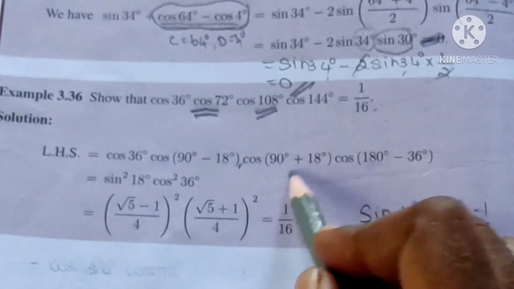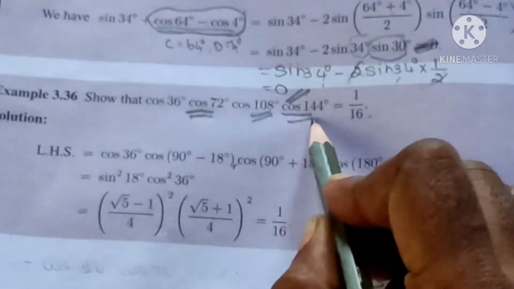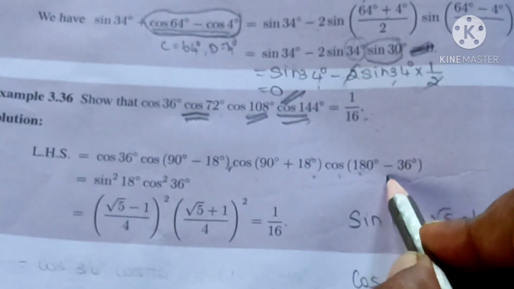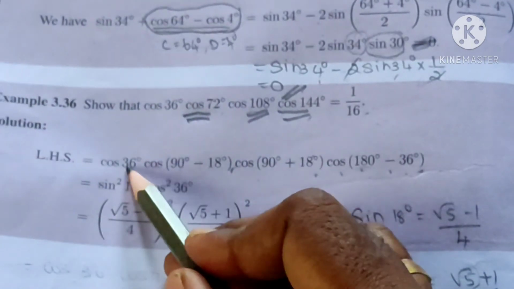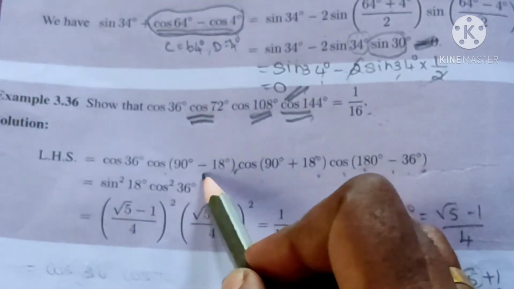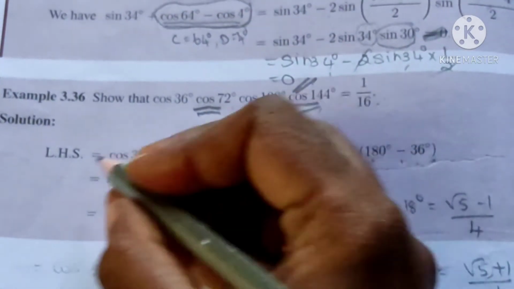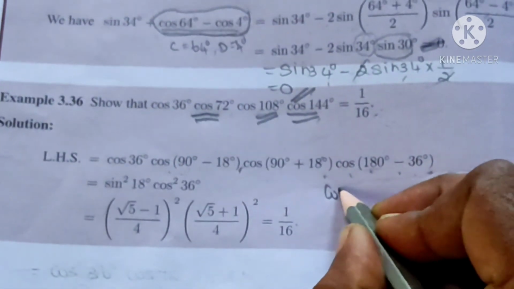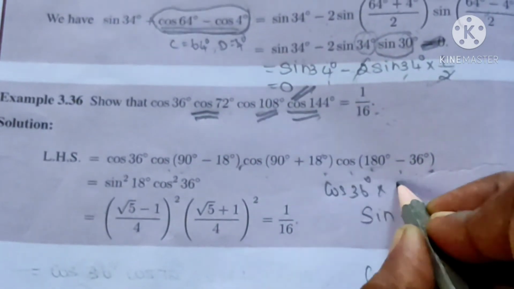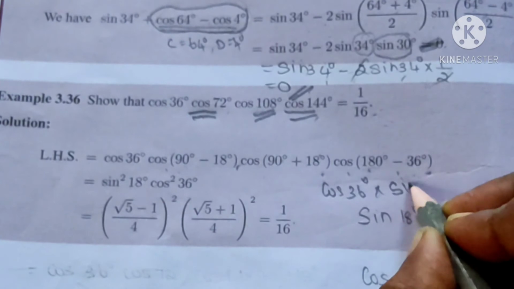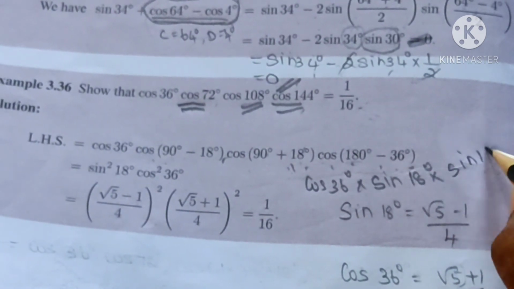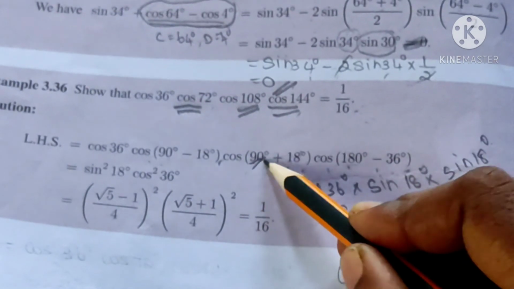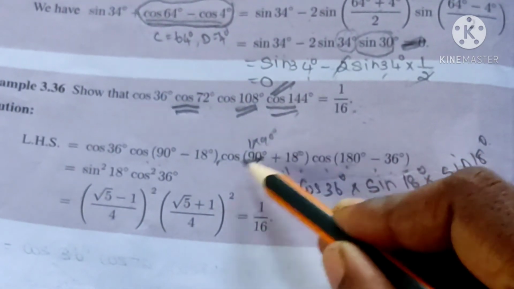Here cos 90 degree plus 18 degree. This one is 90 degree above value. So cos 180 degree minus 36 degree. Next you write the value: cos 36 degree into cos 90 degree minus theta is sin theta. Okay. So cos 36 degree, you keep it as the first term. Second term we get cos 90 degree minus theta is sin theta. So sin 18 degree. Cos 90 degree plus 18 degree, we get sin 18 degree. Because 90 is 1 into 90. 1 is odd, cos is altered.